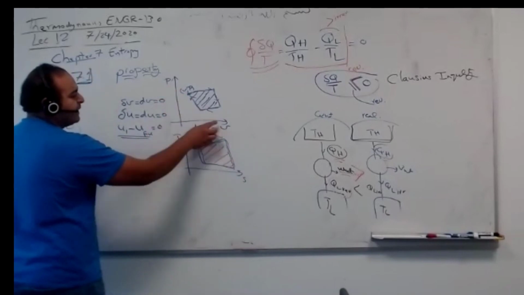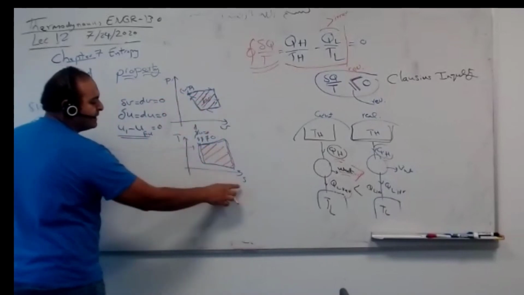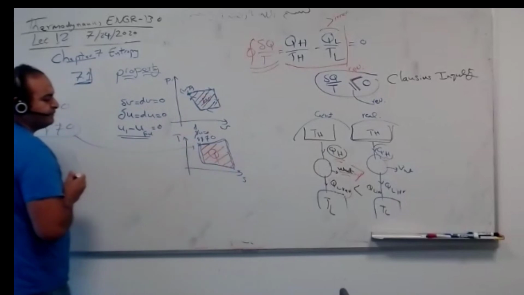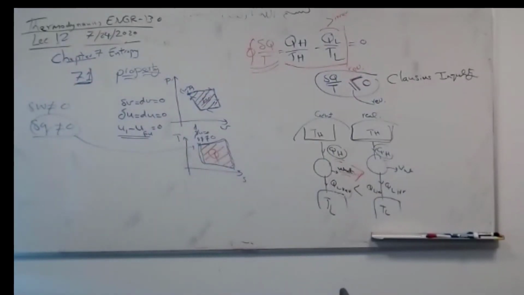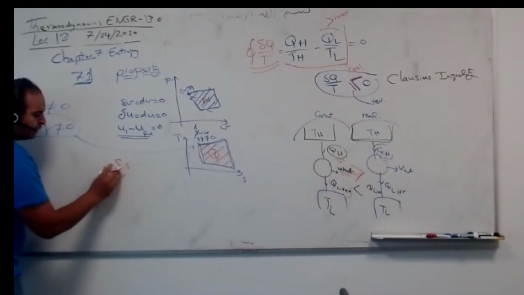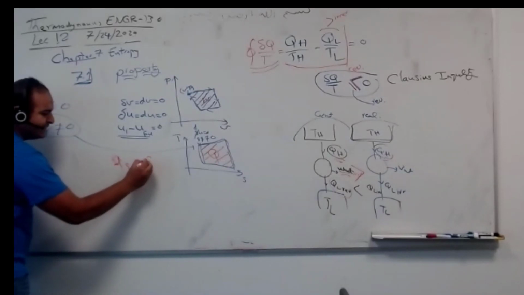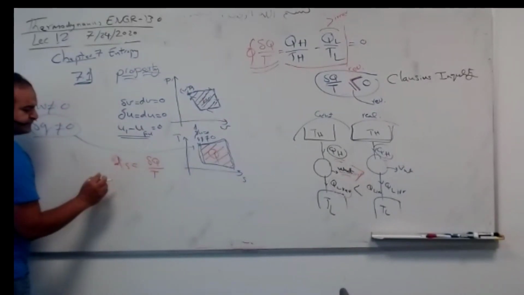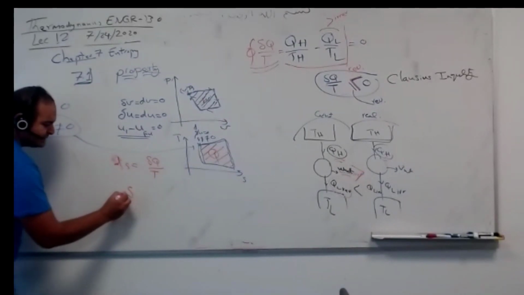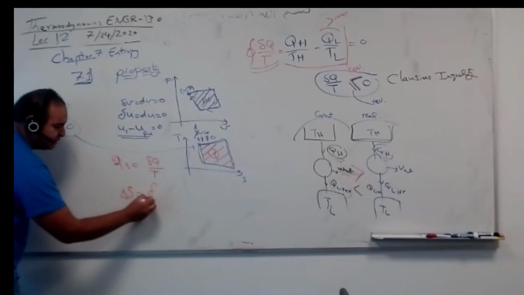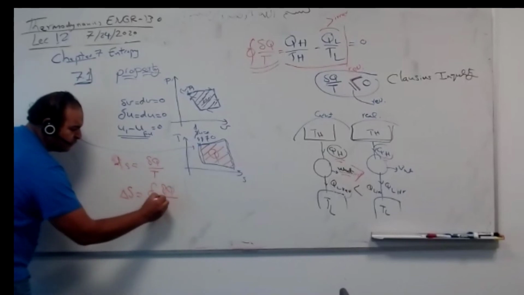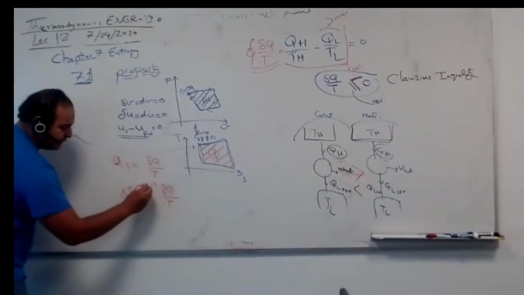PV diagram gives you work. TS diagram gives you Q. That's how we define Q. So delta S or dS is delta Q over T. So S, or delta S, equals the integration of dQ over T. Let's talk about it generally like this.